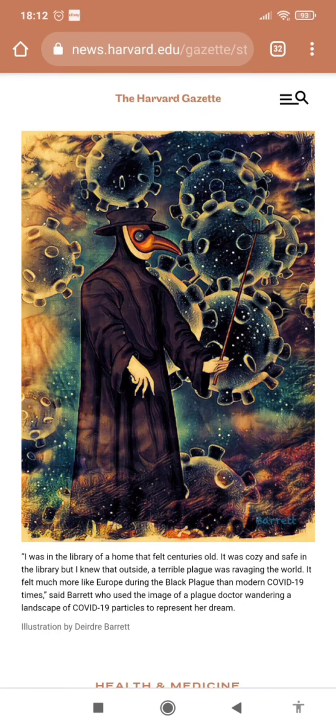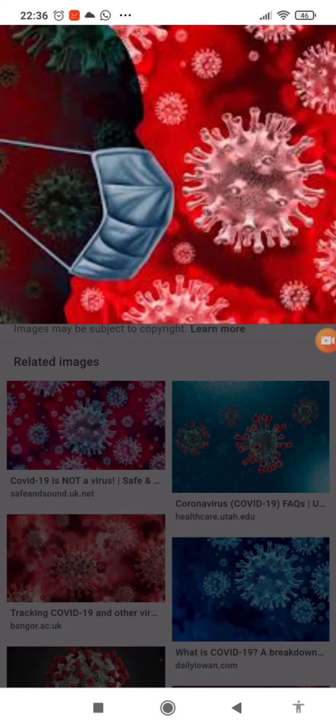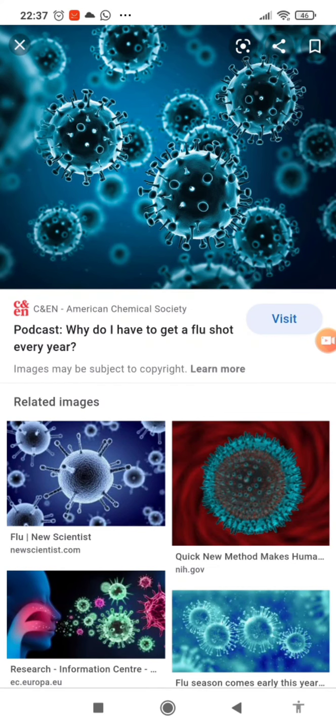This image here looks very CGI. So does a lot of the other images. And a lot of virus images that you look up on the internet, a lot of them look similar. My question is, seeing that we can only get pictures of so-called viruses through electron microscope, how can we produce a spike protein in a vaccine?